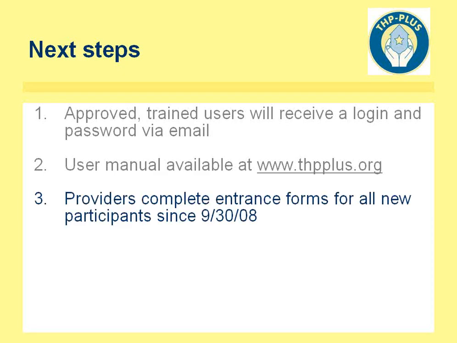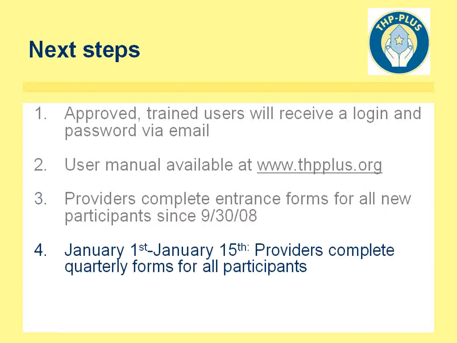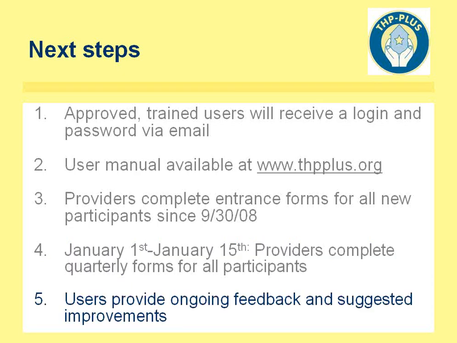If you have any entrance forms for participants who have entered in this quarter, you want to make sure to enter those into the system as well. And then between January 1st and January 15th, you want to complete quarterly forms for all participants. This is true even if you have a participant who enters the program on December 29th. You want to complete an entrance form for them, and then a quarterly update form for them as well by January 15th, based on information that is current as of December 31st.